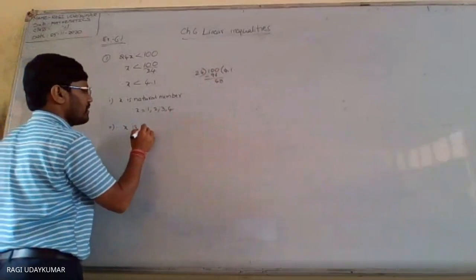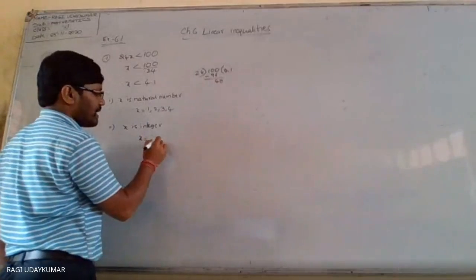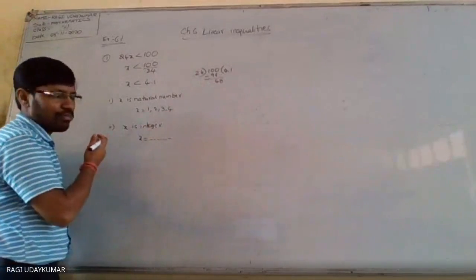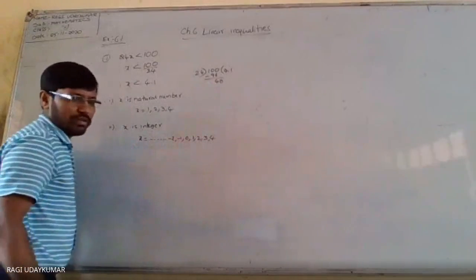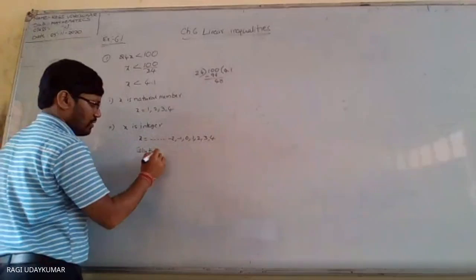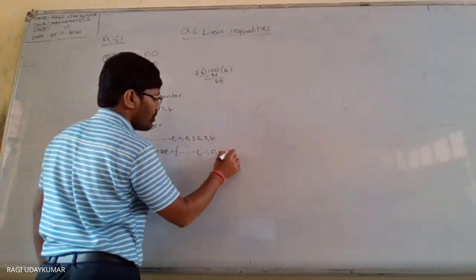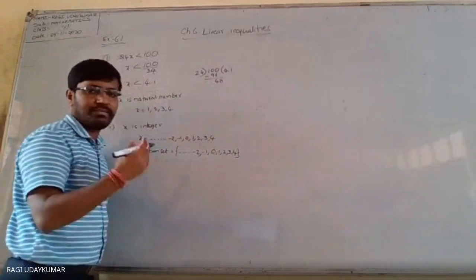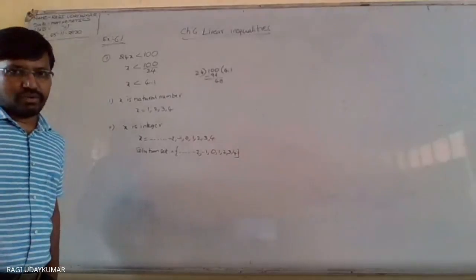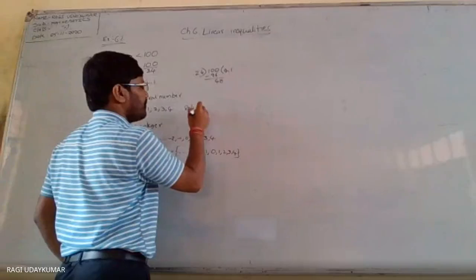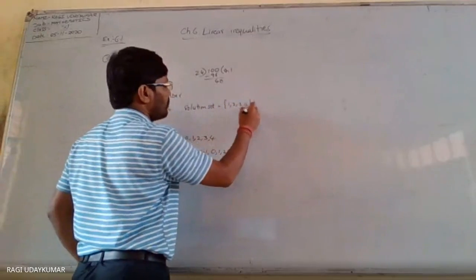Second question में दे दिया है x is integer. So it is given to you integer. Since it is an integer, all the numbers which are less than 4.1 should be taken into consideration: -2, -1, 0, 1, 2, 3, 4. So you can write here the solution set is -2, -1, 0, 1, 2, 3, 4. Like this, roster form you can write in case of integers given to you. And if natural numbers are given, here also you can write the solution set 1, 2, 3, 4.